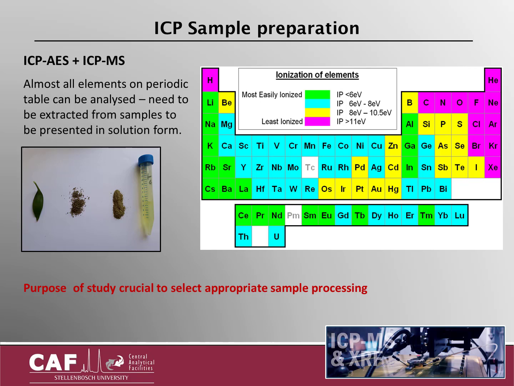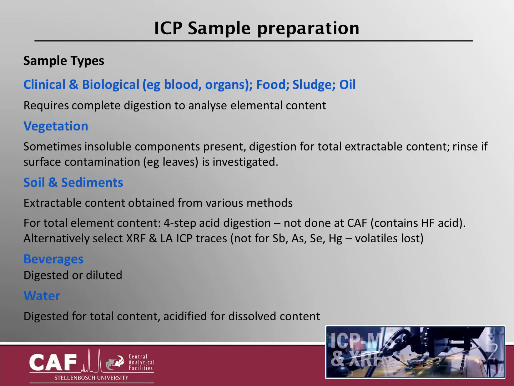There are different ways to get from your solid sample to a solution, so the purpose of your study is crucial to select the appropriate sample processing. Many different sample types are processed and analyzed by ICP AES and ICP MS. These samples can be either organic and inorganic, solids as well as liquids, and they can be generally classified in a number of groups. For instance, we've got clinical and biological samples such as blood or organs, food, sludges and oils. These samples require complete digestion to analyze its elemental content.